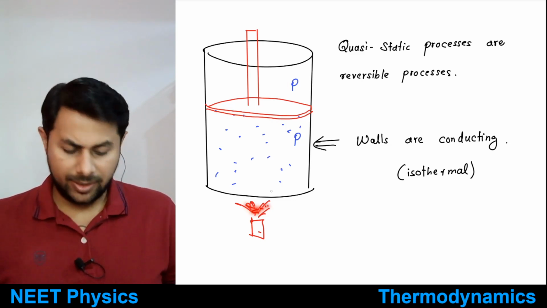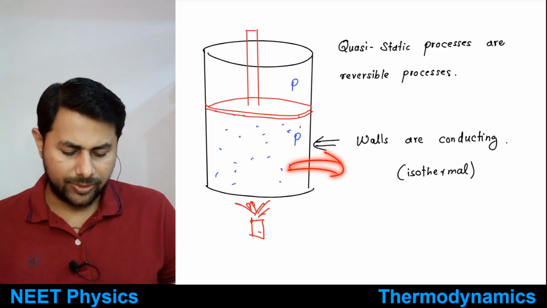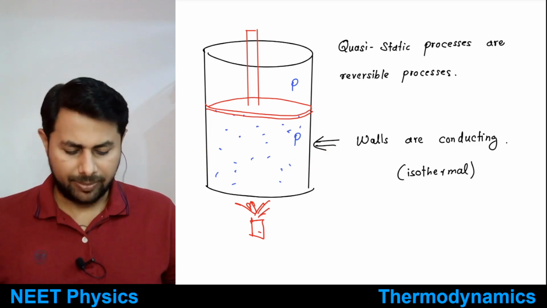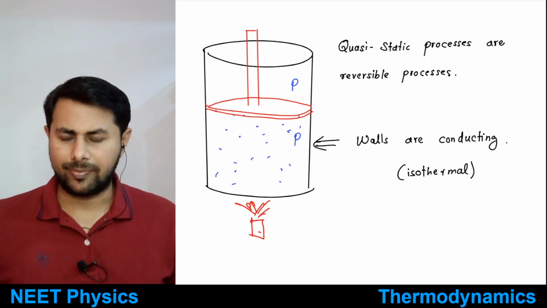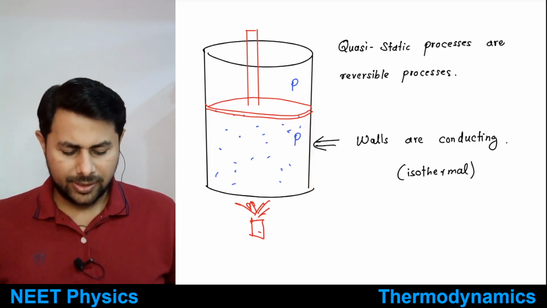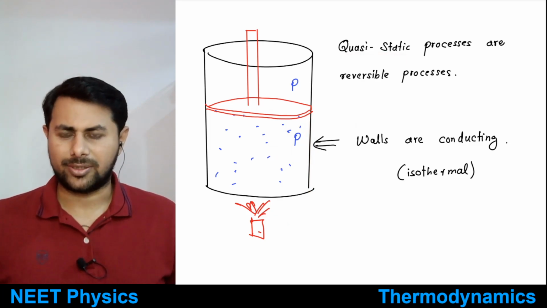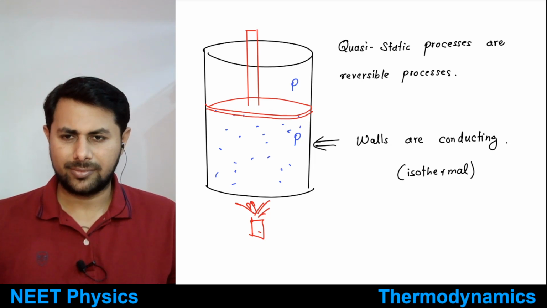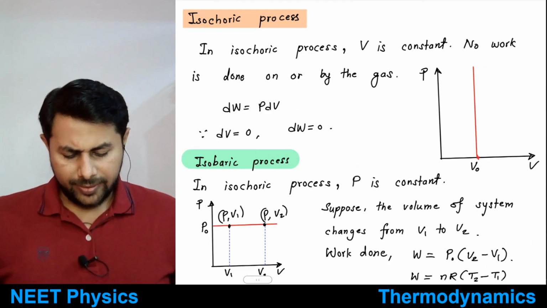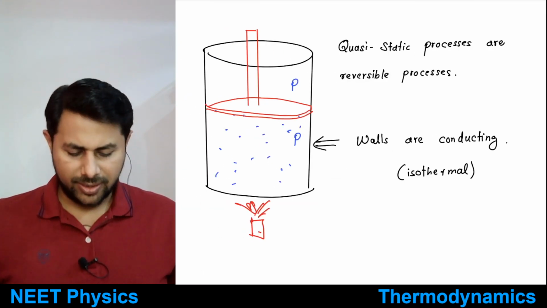Okay, you are giving some heat, temperature increases, but then the heat flows out of the system to the surrounding, so that again they come to what? The equilibrium. That means the temperature of the system and surrounding would be equal, right? Because the walls are conducting. So this is a quasi-static isothermal process. Is this thing clear, everyone? Okay, all right, good. Then all processes are quasi-static only.